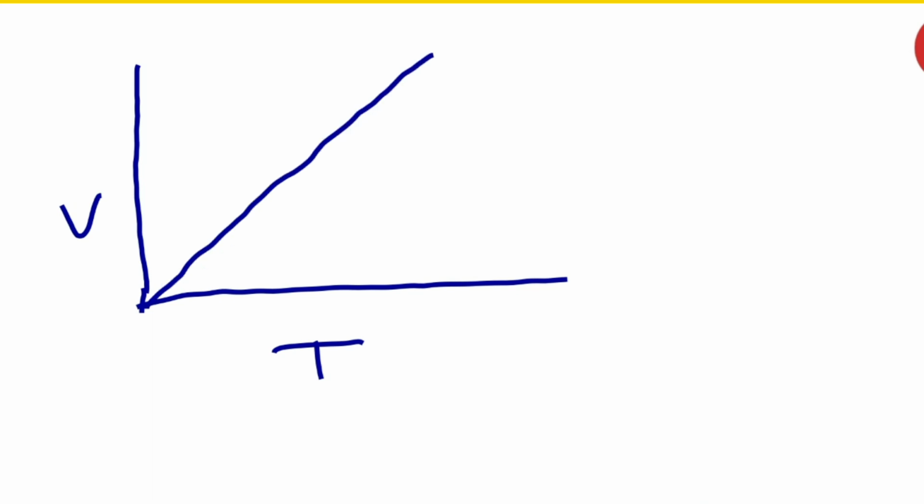Let it be, this side I am writing V and this side I am writing T. Now just remember, between V and T it is directly proportional, that is why it will be a straight line, and this graph is for where temperature is in Kelvin. Now I am making one more graph in front of you, and there I am going to take temperature in degree Celsius.